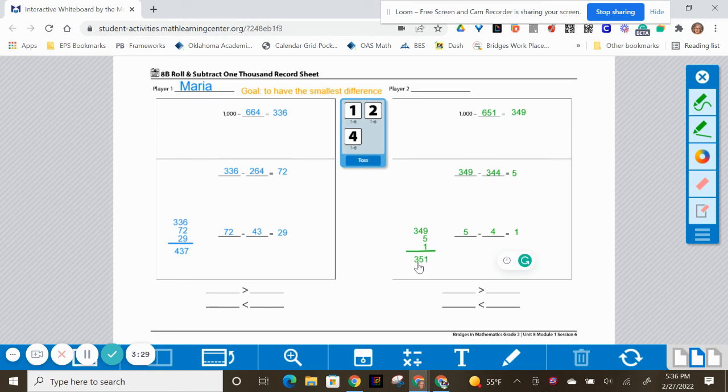So as you can see, the winner was player 2. Player 2 had a total of 351, and player 1 had a total of 437. So the very last thing to do is to write those as comparison statements, which they will do right down here. Each player, this player would write 437 is greater than 351. This player would also write the same thing, and then they want you to also write it with a less than sign in the middle. And that is how you play roll and subtract 1,000.